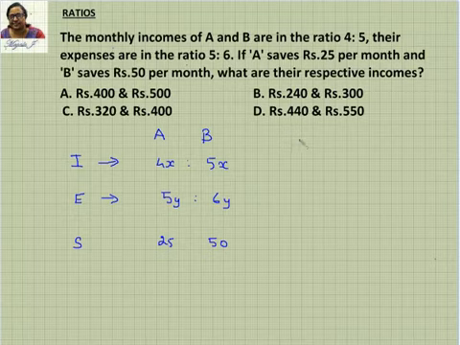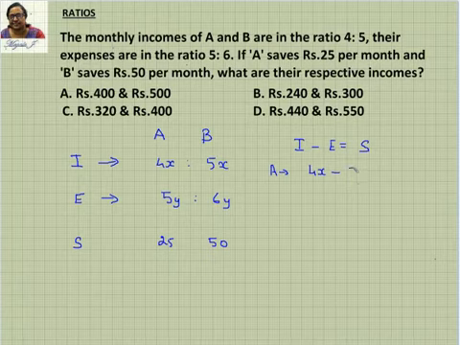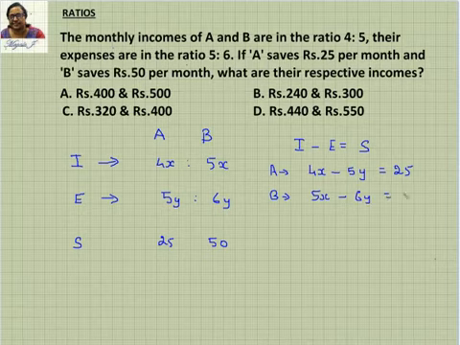And now you know that income minus expenses is going to give you the savings. So you can just write this. What is income here? In the case of A, the income is 4x, expense is given as 5y, and the savings is given as 25. In the case of B, the income is 5x and expense is 6y and the saving is 50. So you have two equations, two variables, so it's easy to solve.